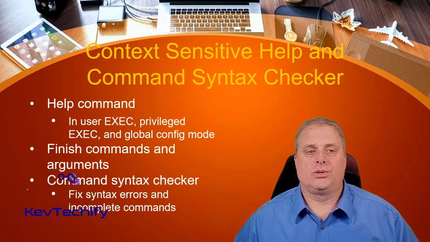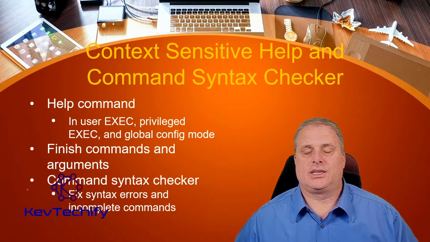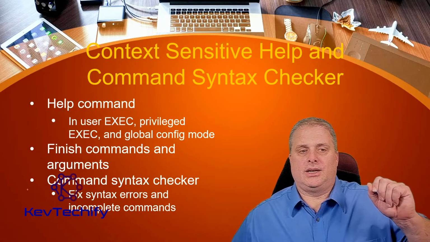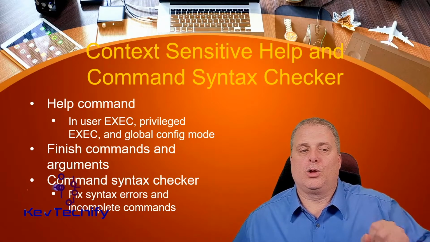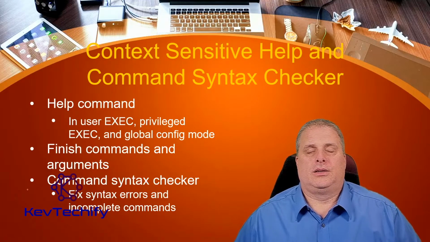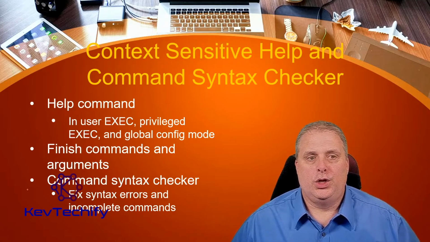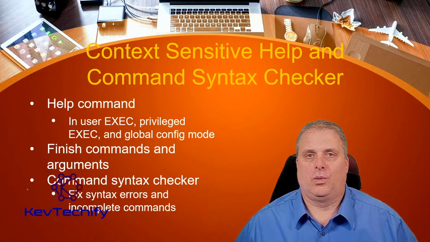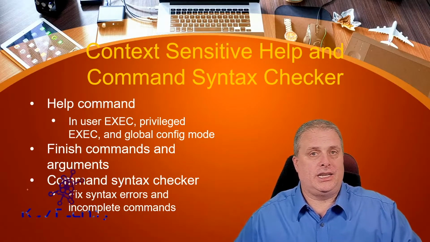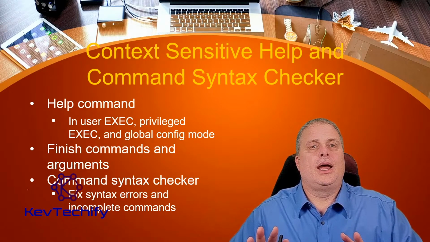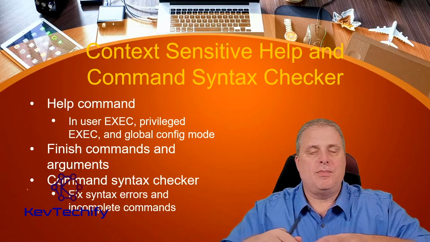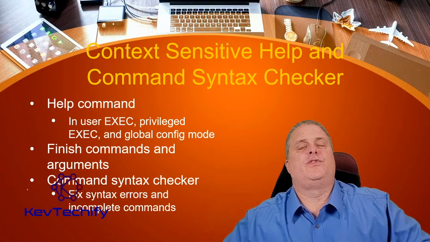A couple of things to also understand: context sensitive help and command syntax. The help command is available in user exec mode, privileged exec mode, and global configuration mode. Anywhere you are in that operating system, you have access to that help command. You can shorten commands and arguments. Instead of typing the word interface, you can type in INT, and as soon as the Cisco operating system identifies that's the command you're typing, basically making it unique, it will execute it as if you typed in that full command.